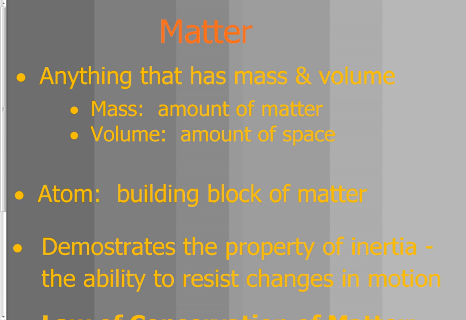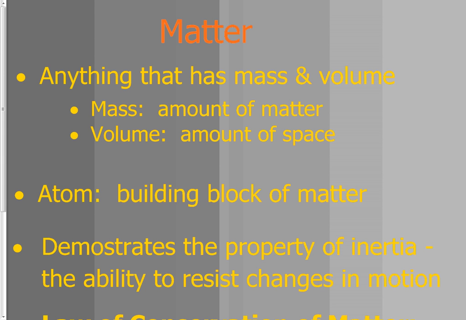So, matter, you probably remember from other science classes, is defined as anything that has mass and volume. Mass is the amount of stuff in the matter. It's the amount of matter. Volume is the amount of space that matter takes up in 3 dimensions. Students often confuse weight with mass. Mass is a constant quantity that does not change when gravity changes, but weight is the effect of gravity on the mass. So mass is how much stuff there is. Volume is how much space that stuff takes up.